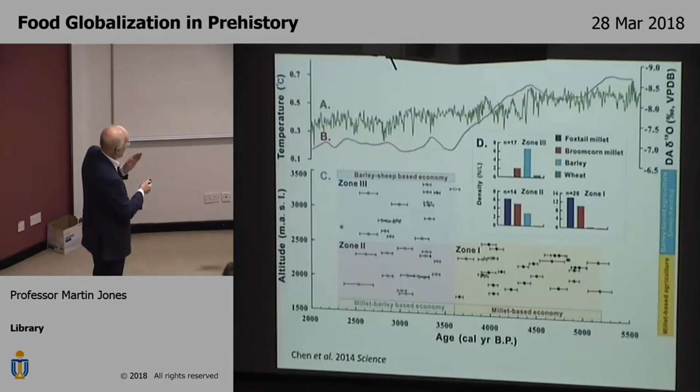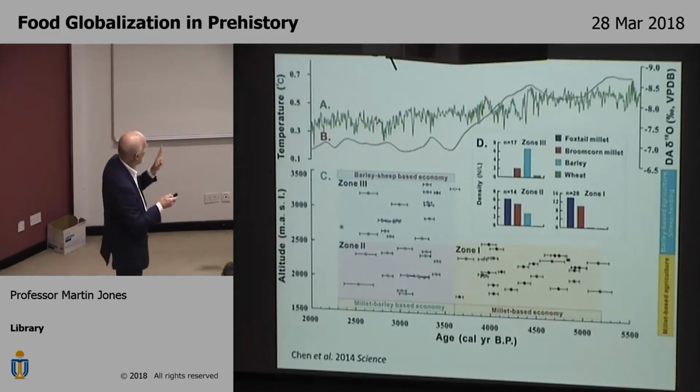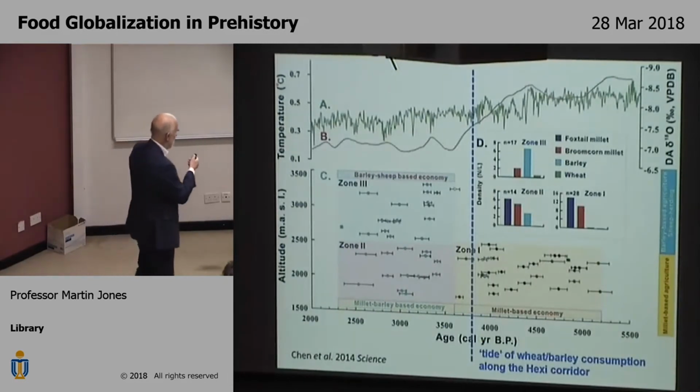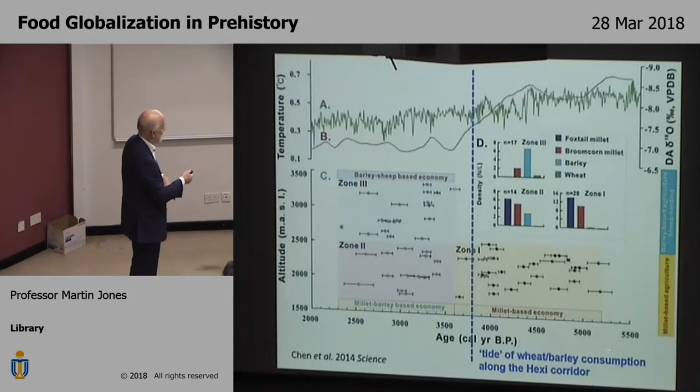Now, to help it make sense, I'm going to overlay it with the result of something I just told you about. There's the timeline when that tide of wheat and barley consumption moved along the Hexi corridor, and we can see it from the isotopic evidence. As we move up that timeline, you can see most of the circles are red and blue. They're the eastern crops, broomcorn and foxtail millet, and the farming is only going up. This is altitude. The farming is only going up to about 2,500 meters.